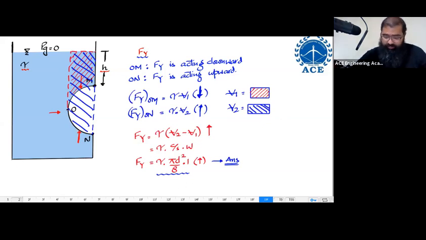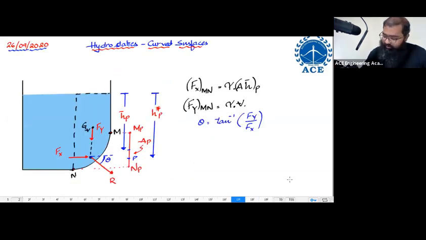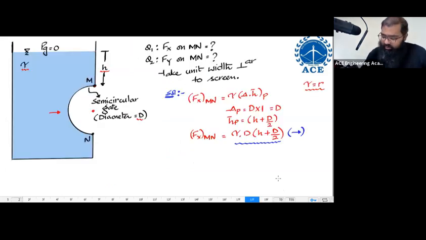Moving further. So till now, what I have discussed, let me quickly show you the slides. Today's page number 1 is this page. This is page number 1. I just discussed again the concept of hydrostatic force on curved surfaces. Then page number 2 was the question over here. In this particular slide, you are supposed to find out Fx and Fy.